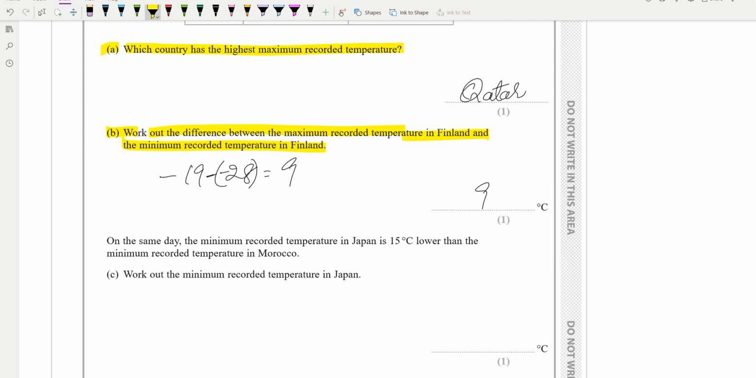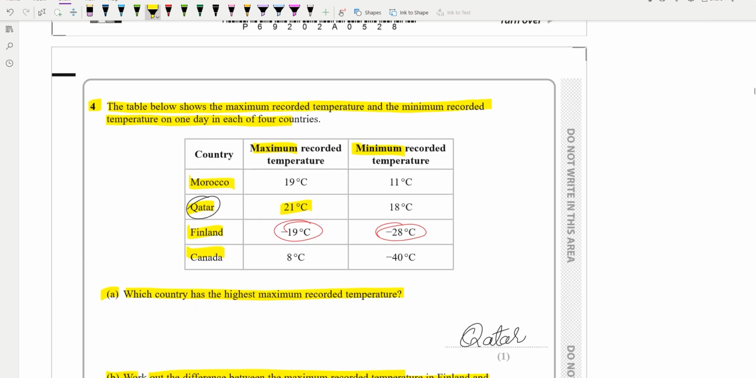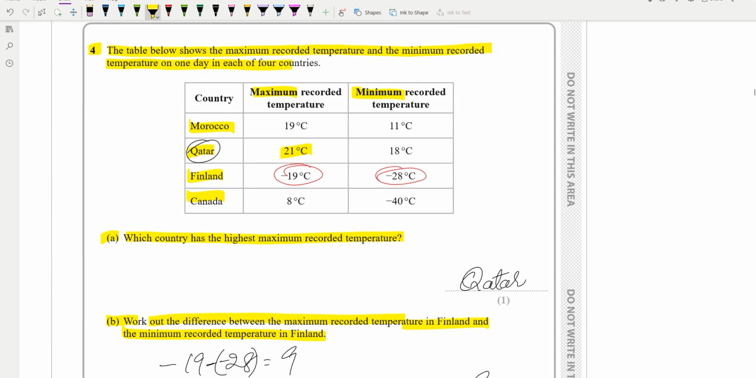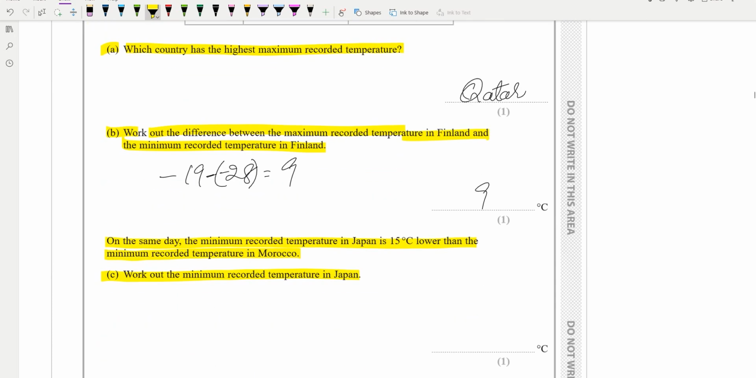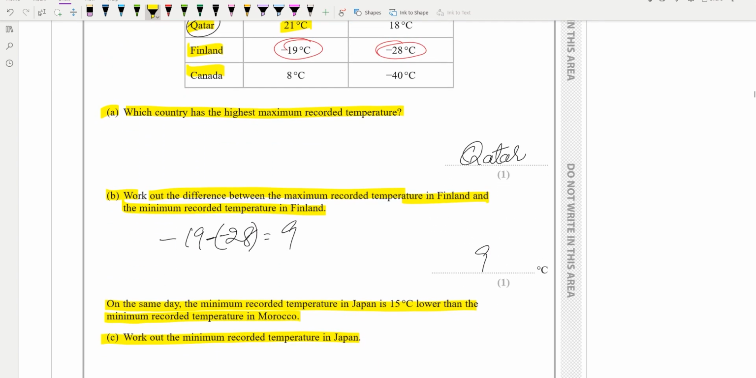Next part, on the same day, the minimum recorded temperature in Japan is 15 degrees Celsius lower than the minimum recorded temperature in Morocco. Work out the minimum recorded temperature in Japan. So for Japan, we can check 11 minus, this will be 15. They are saying work out the minimum recorded temperature in Japan.